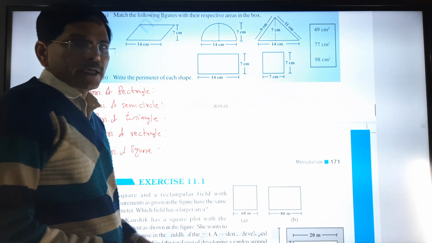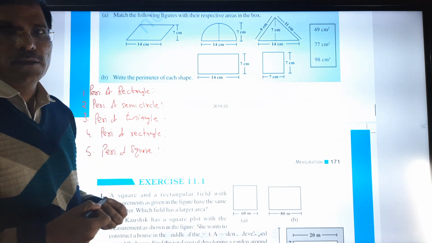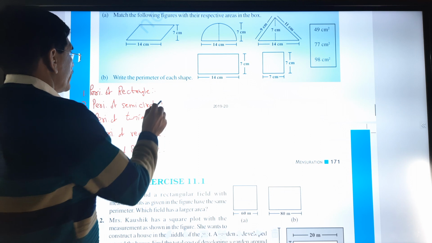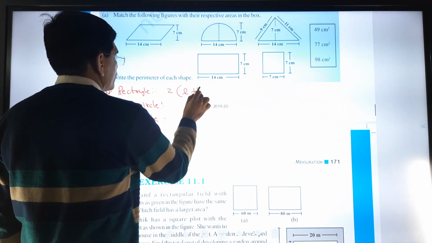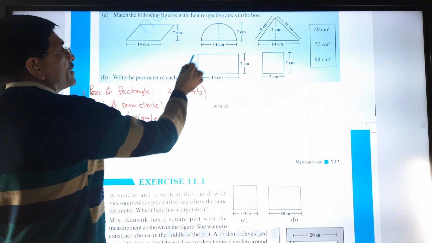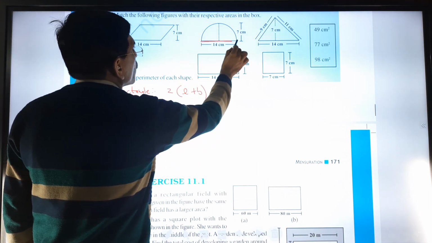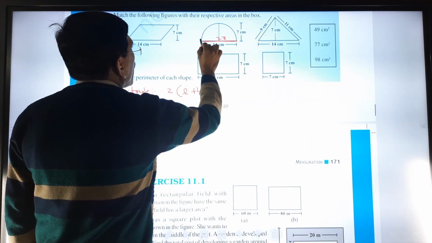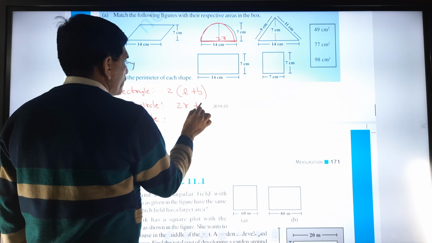Now, perimeter of rectangle formula, anyone know? Or anyone want to say? Yes. Oh, very good. 2 into (L plus B). Perimeter of semicircle: here the diameter is 2r, and half the circumference is pi r. So 2r plus pi r.